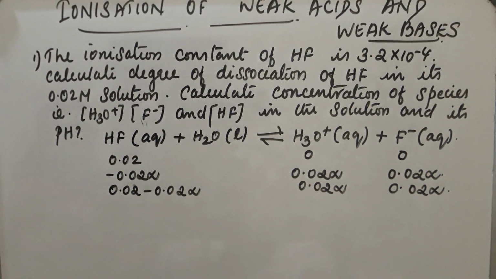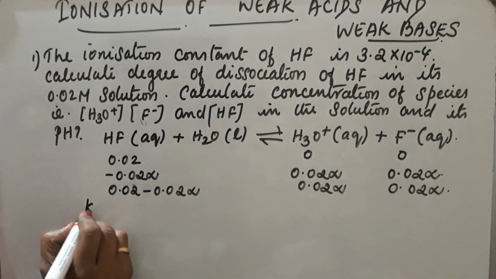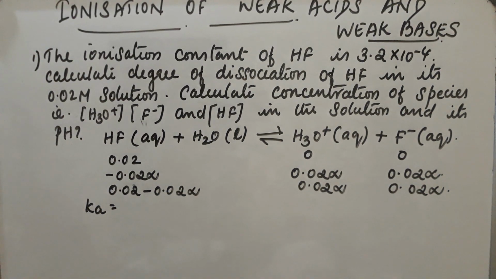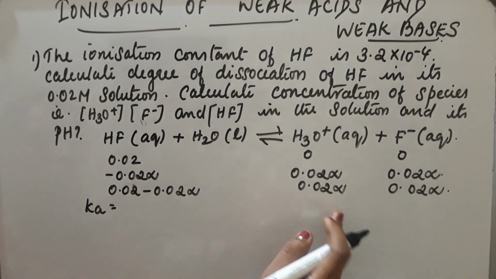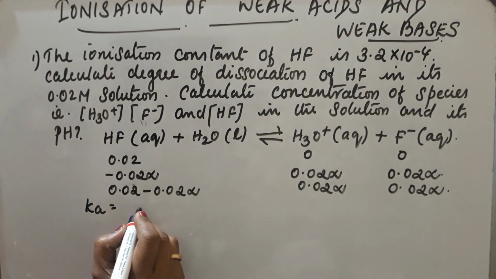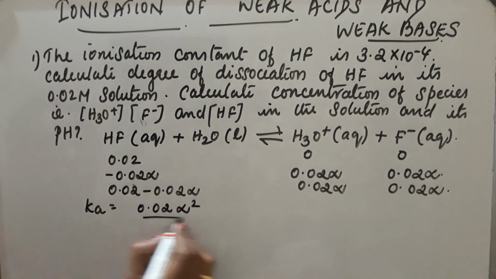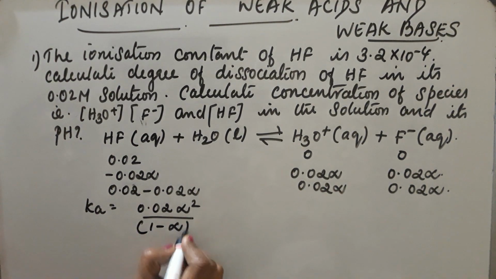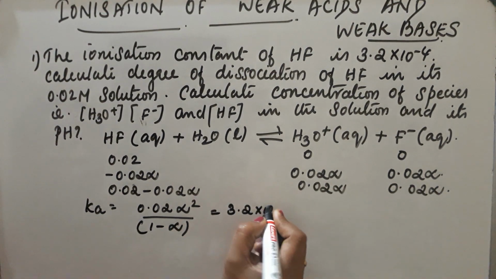Now next we want to get the alpha value. For that, take Ka. Ka, the equilibrium constant, is given, that is 3.2 into 10 raised to minus 4. So Ka will be equal to C square alpha square, so C got cancelled. So C is 0.02 alpha square. Okay, product square. Next the denominator is 1 minus alpha. Okay, C got cancelled. So 1 minus alpha. Now this is equal to 3.2 into 10 raised to minus 4.